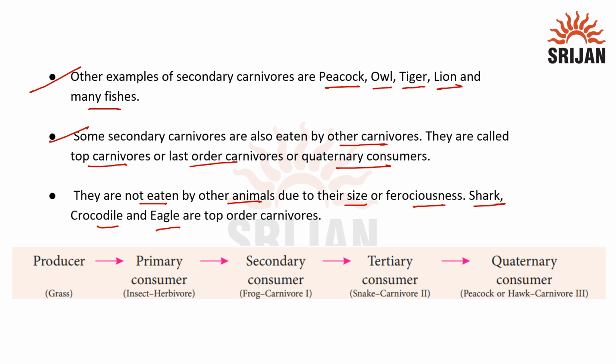Here we have an example. So the grass is a producer. An insect is going to be a herbivore, that is the primary consumer. Then we have the secondary consumer, which is the frog, which is a primary carnivore. Then we have the tertiary consumer, which is the snake, and we call it the secondary carnivore. After that, we have the quaternary consumer, which is the top carnivore, and in this case it is the peacock.